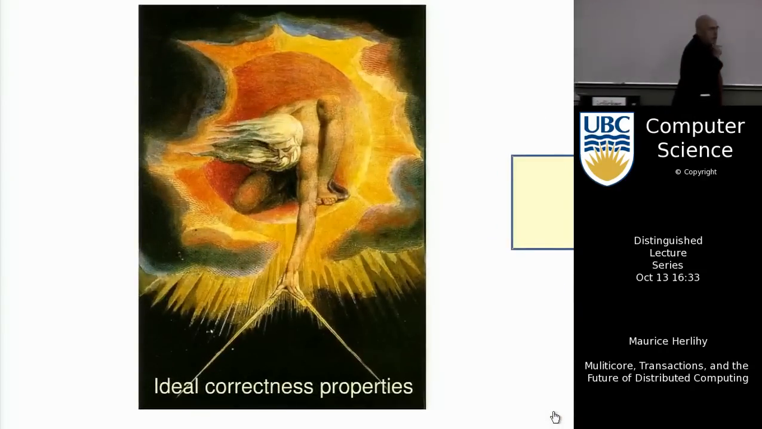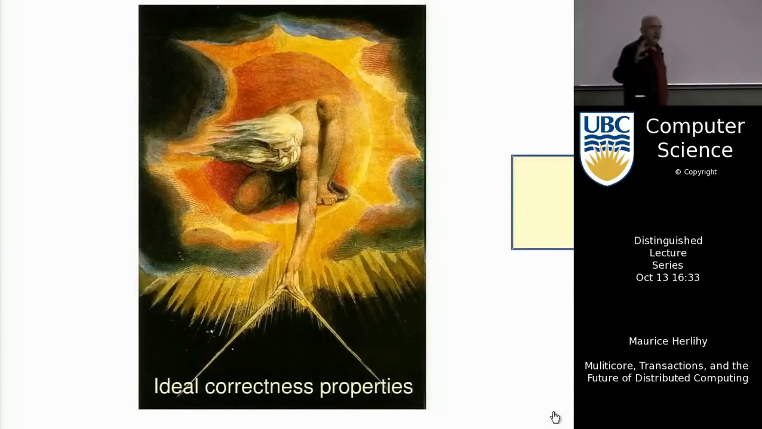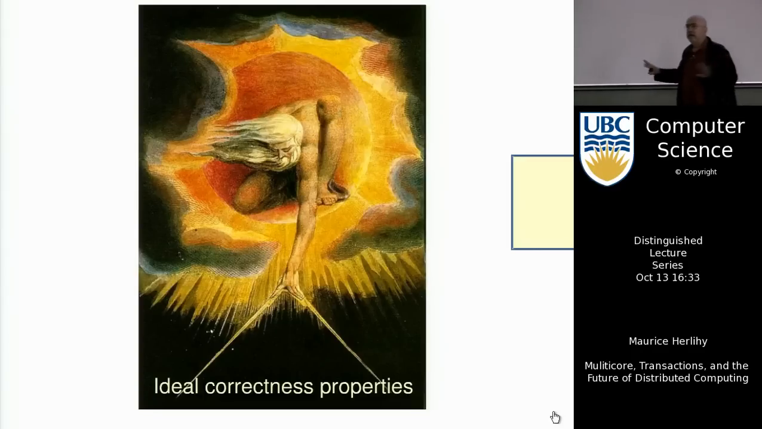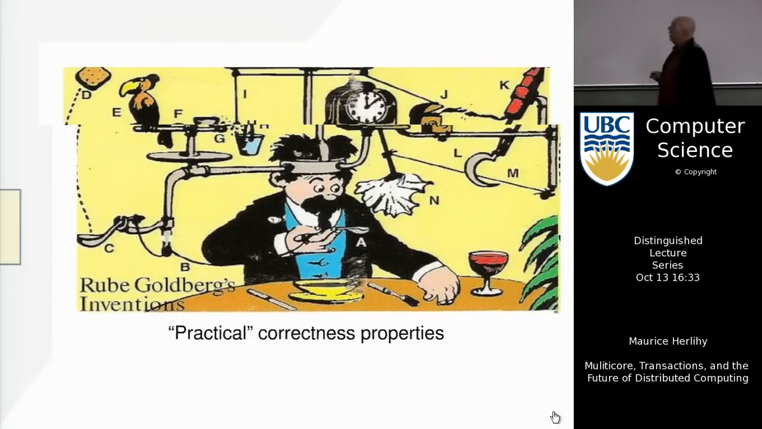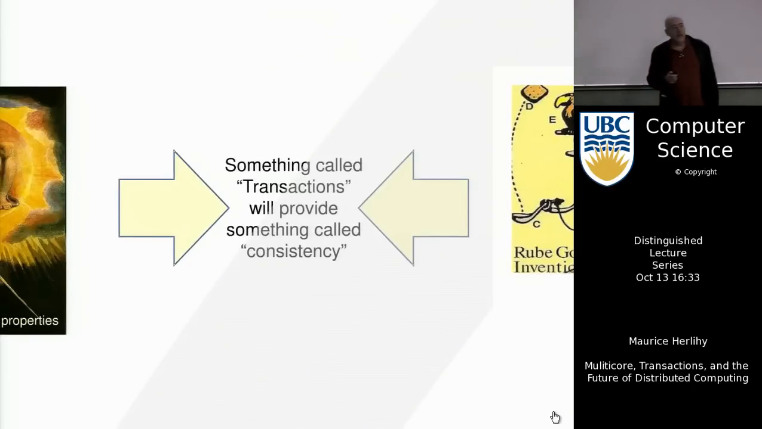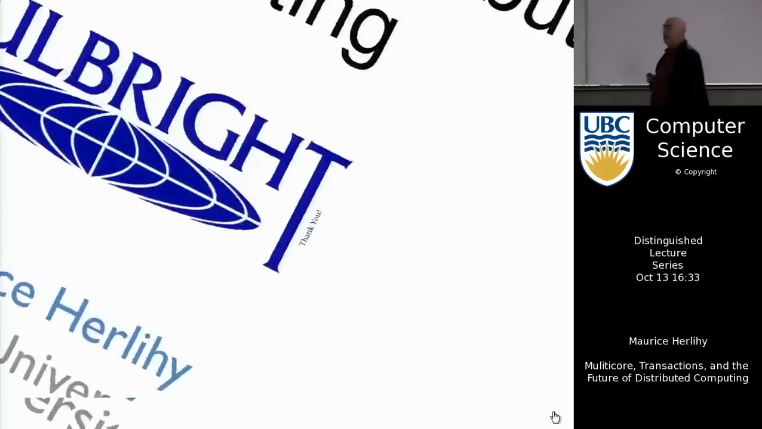So in all these things, there's a tension between the nice, clean, theoretically pure properties that theoreticians love, and the pragmatic engineering stuff that engineers love. If you look at memory models, you'll see this kind of tension between stuff where we actually understand what's going on and stuff that we can implement really efficiently. And either way, I think it's safe to say that for the time being, something called transactions will provide something called consistency. And what exactly that means is the focus of future research. Okay, so that's all I have to say.